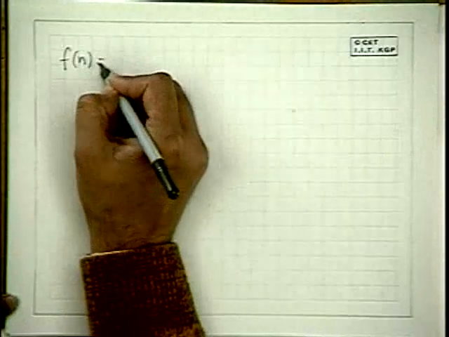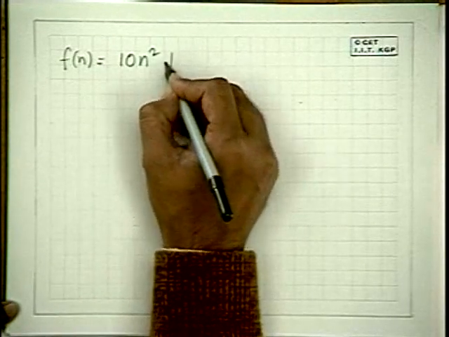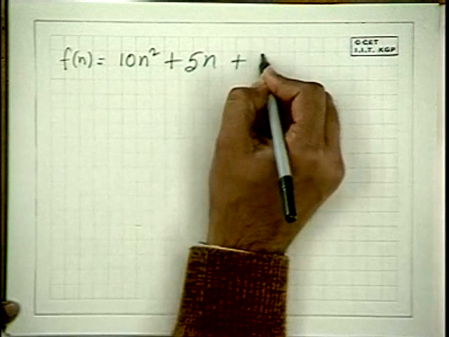Okay. So let us take some more examples. Let's take f(n) equal to say 10n square plus 5n plus 6.